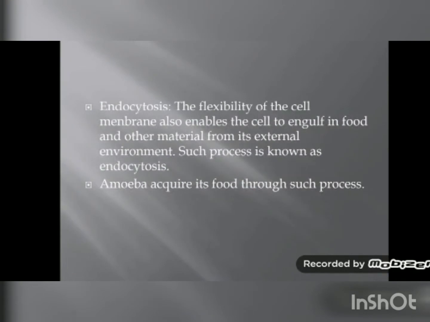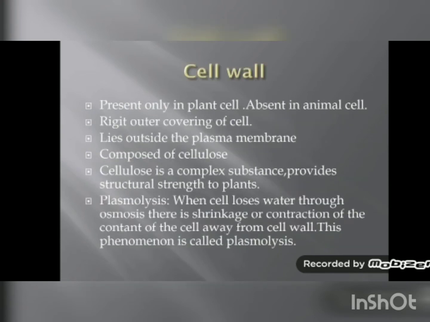Now in some unicellular organisms like amoeba, only one cell is responsible for taking in food, for throwing out waste, and so many basic life activities. In amoeba, due to the flexibility of the cell membrane, the membrane enables the cell to engulf food and other material from its external environment, and this process is known as endocytosis. So amoeba acquires its food by the process of endocytosis.